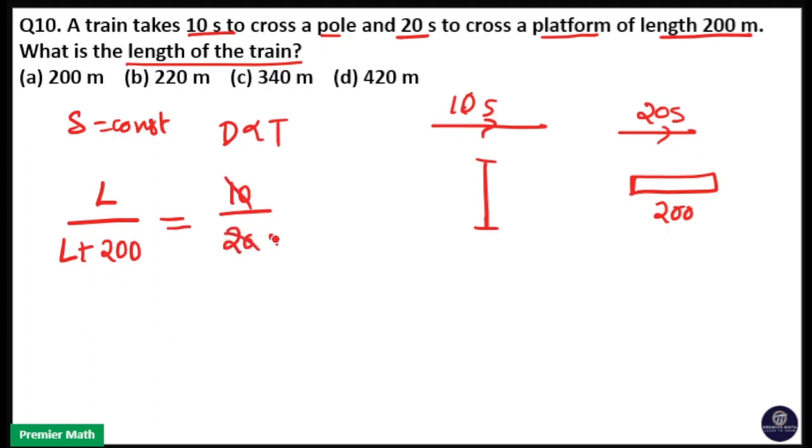So this is 1 by 2. Then 2L is equal to L plus 200. That means the length of the train is equal to 200 meter. So option A is your answer.